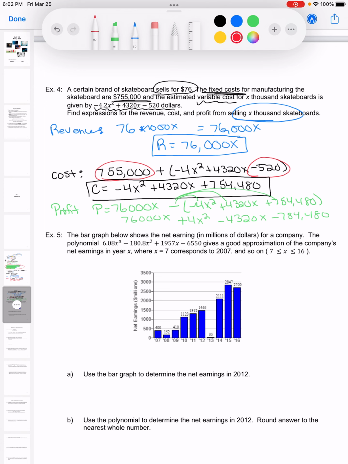Now I can combine my like terms. So I've got 76,000X and a negative 4,320. We're kind of out of room, so I'm going to write it down below. And again, it doesn't matter the order. I'm going to put the highest exponent first, but you can put it in whatever order you want to. Remember, I'm going to combine those like terms for my x's and everything else. Oops, that number looks like an 8 and it should be a 5. Sorry about that. And that should give me 754,480. So that would be my final profit. So it goes up there for that answer.